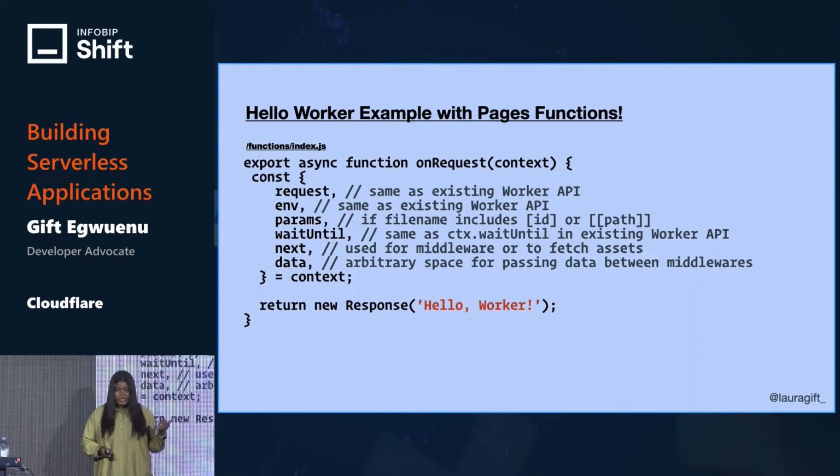I showed you a Hello Worker example, and this is the same example but using Pages Functions. The big difference here is some of the parameters and properties exported in the context parameter. For example, here you still have request, which is the same thing as in the Workers API, env is the same thing as in the Workers API, and the next object is new in this function, because we allow you to also manage your middlewares in your Pages Functions, and you use the next parameter for that.